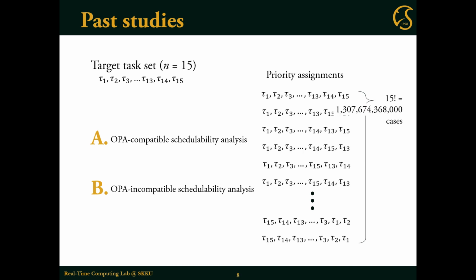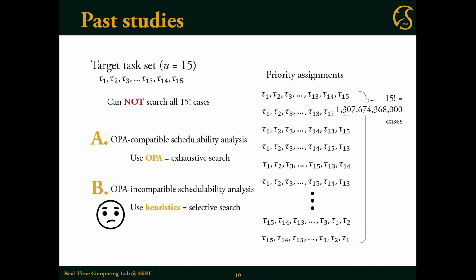But what if the number of tasks grows, such as when it's 15, and 15 factorial is around 1.3 trillion? It would be impossible to look for schedulable priority assignments exhaustively. OPA-compatible analyses will not have any problems since they will be using OPA, which is the same as an exhaustive search. However, the analyses that are not OPA-compatible will be disadvantaged, relying on heuristics.